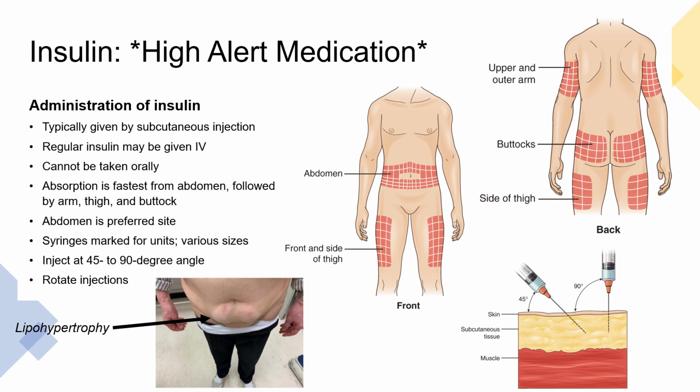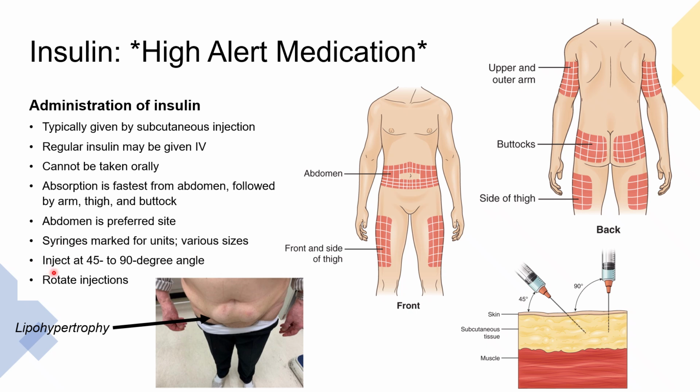So back to insulin. This is a high alert medication, so you want to be extra careful. So we usually give insulin by the subcutaneous route, and just to note, regular insulin may be given IV push. Insulin cannot be taken orally. The fastest absorption is going to be in the abdomen, followed by the arm, thigh, or buttock, but abdomen is the preferred site. We want to make sure that the patient is aware that different syringes have different measurements.